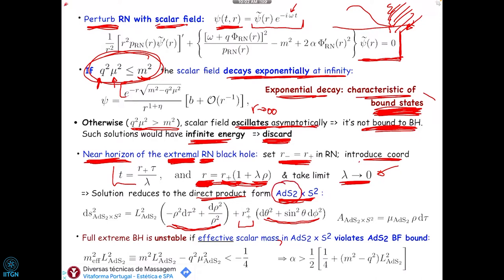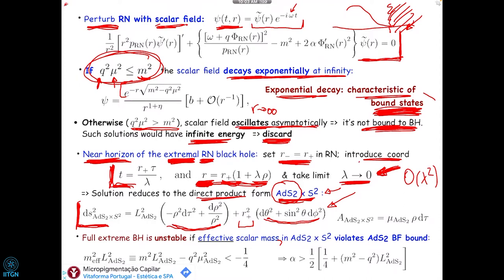Now, the interesting thing is that although in this limit I'm discarding higher order terms, so I'm discarding terms of order lambda squared and higher, the truth is that this geometry here is still a solution of the Einstein-Maxwell-scalar equations of motion, of the original one. So this limiting procedure still gives me a solution of the original equations of motion, but it no longer has a horizon. It is instead what we call AdS2 cross S2. This is also known as the Bertotti-Robinson solution in the literature.